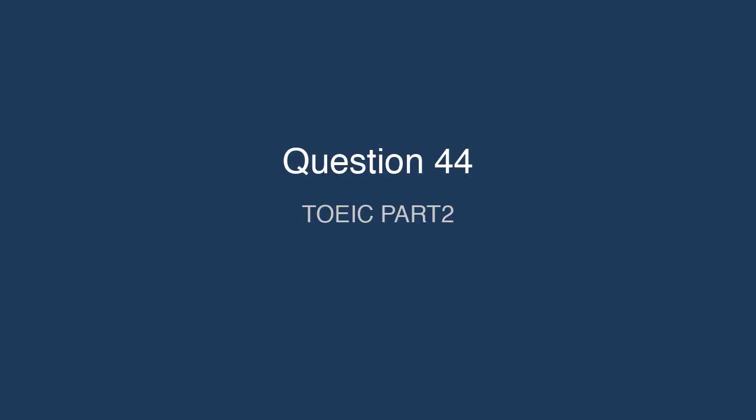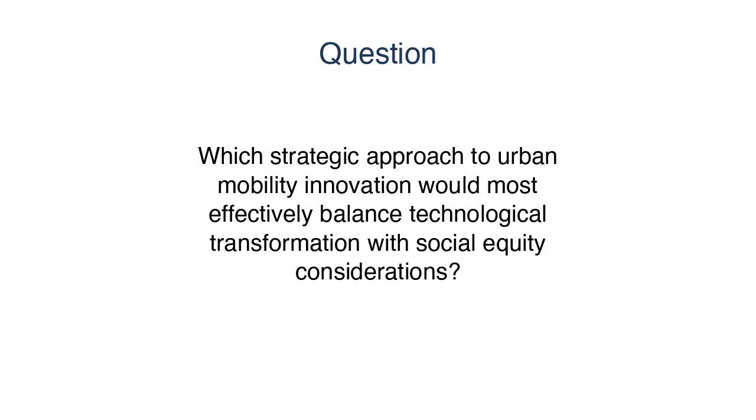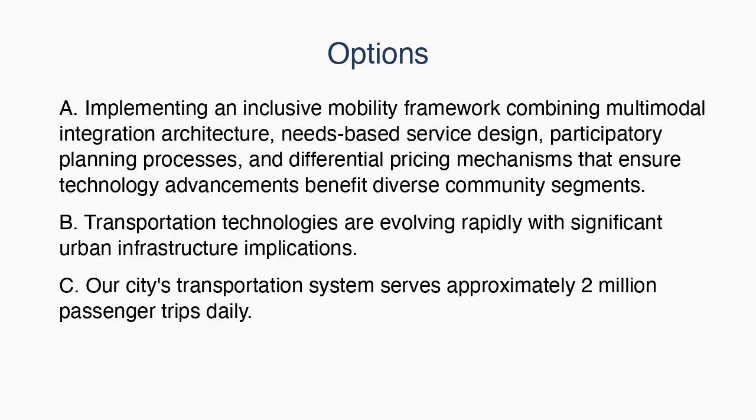Question 44. Which strategic approach to urban mobility innovation would most effectively balance technological transformation with social equity considerations? Here are your options. A. Implementing an inclusive mobility framework combining multimodal integration architecture, needs-based service design, participatory planning processes, and differential pricing mechanisms that ensure technology advancements benefit diverse community segments. B. Transportation technologies are evolving rapidly with significant urban infrastructure implications. C. Our city's transportation system serves approximately 2 million passenger trips daily.